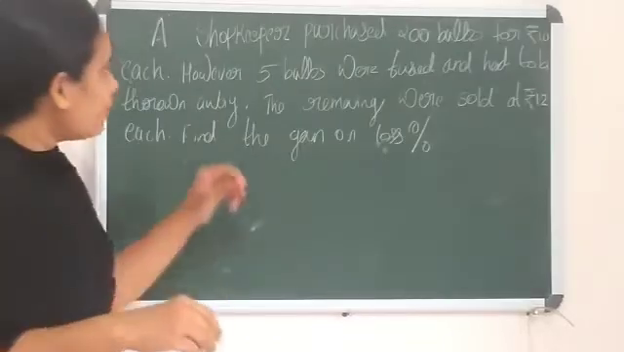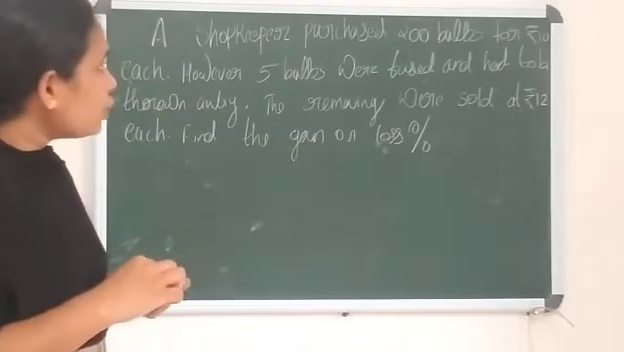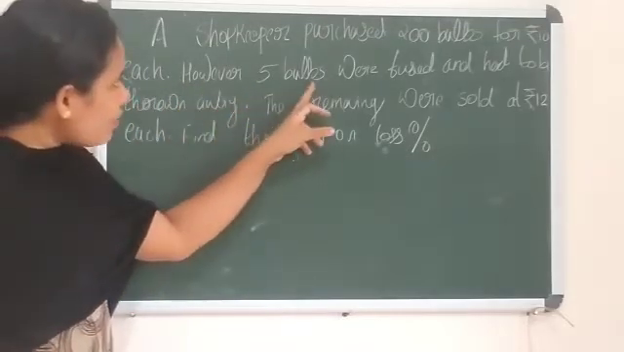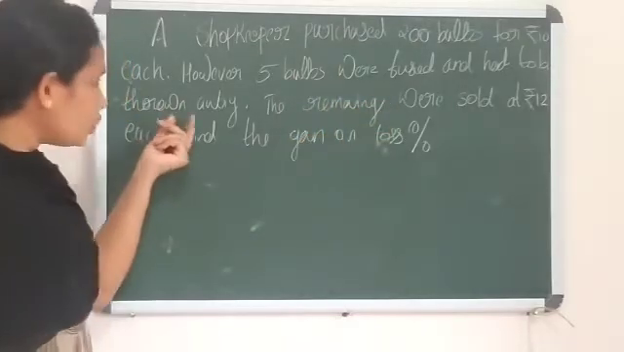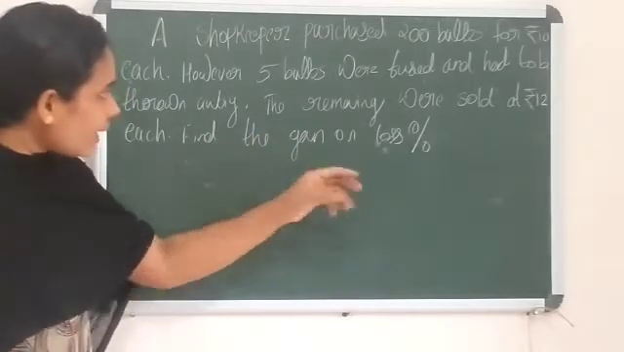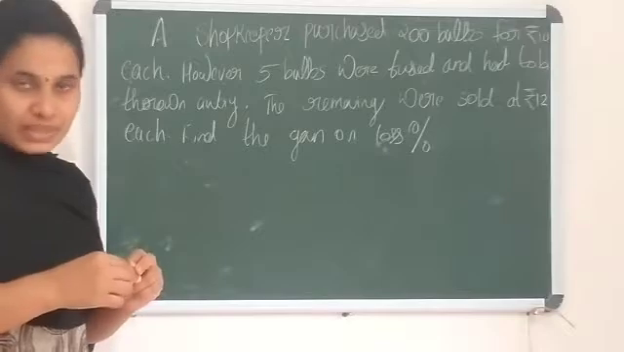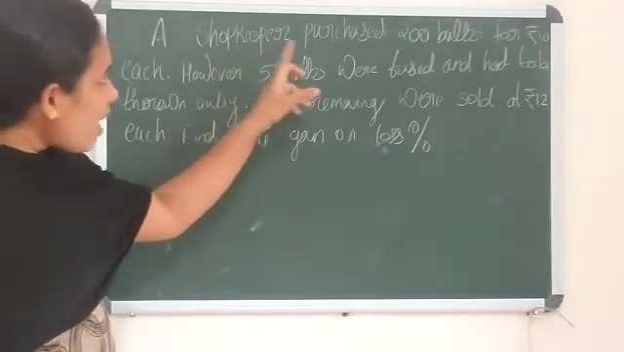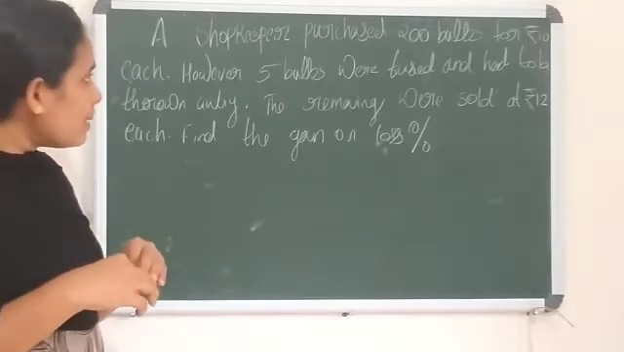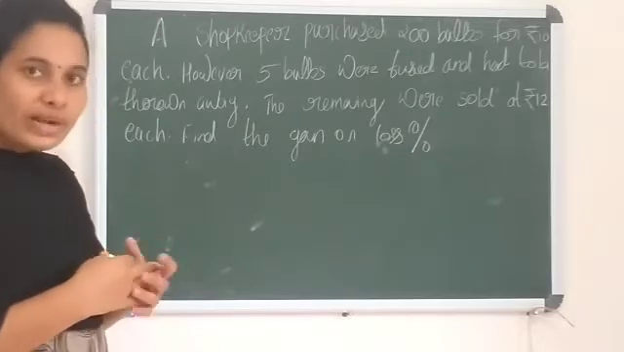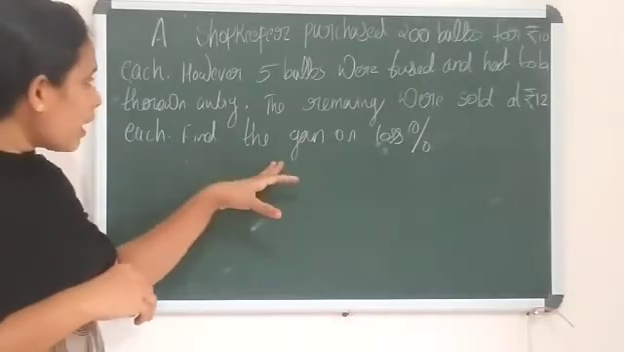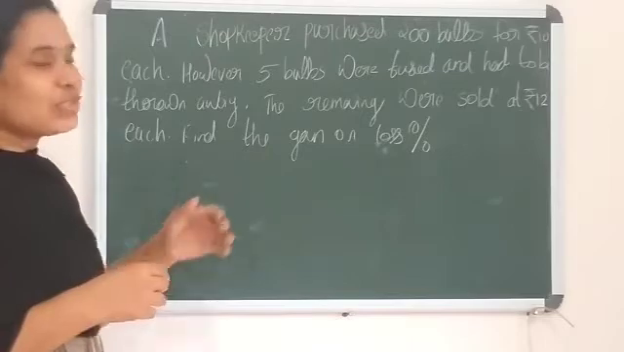Second example. A shopkeeper purchased 200 bulbs for rupees 10 each. However, 5 bulbs were fused and had to be thrown away. The remaining were sold at rupees 12 each. Find the gain or loss percentage. Actually, we have 200 bulbs at rupees 10. After that, 5 bulbs were fused and we are not taking those, and the remaining were sold at rupees 12. We need to find out the gain percentage or loss percentage in this situation.